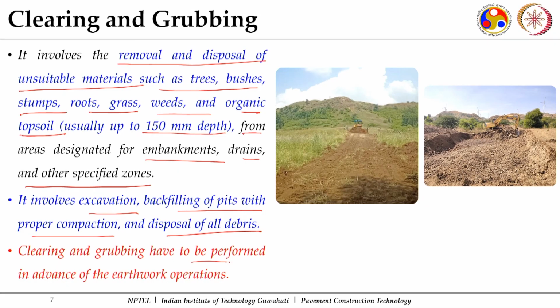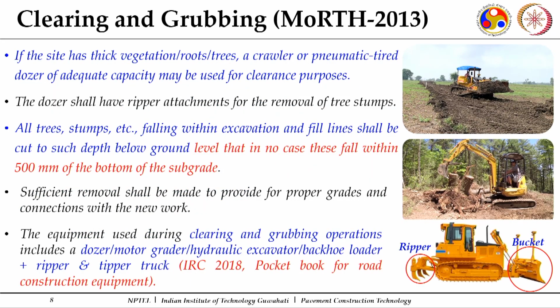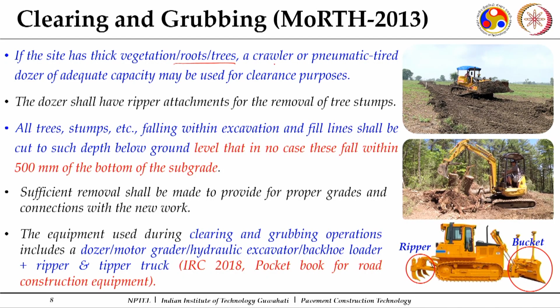Cleaning and grubbing have to be performed in advance of your earthwork commencement, because you need to make your site ready for the placement of your embankment or subgrade layers. Now it says if the site has thick vegetation or roots, we can use a crawler or a pneumatic tire dozer. This is an example of how it is getting cleared. We'll discuss in the next part of this talk the construction equipment. This is a dozer.